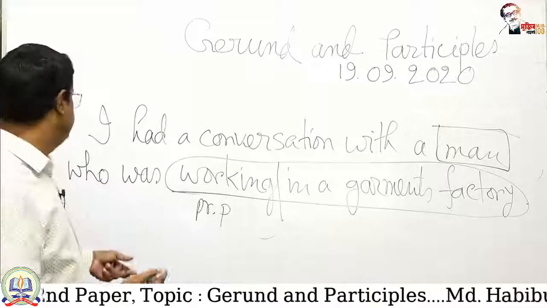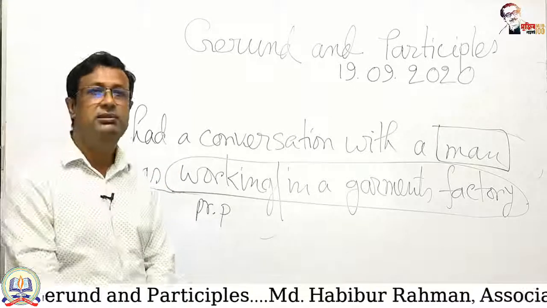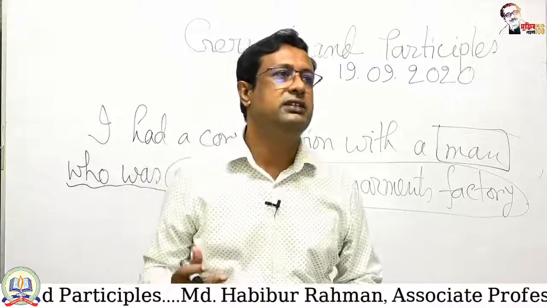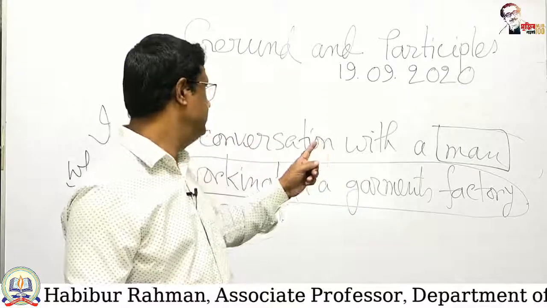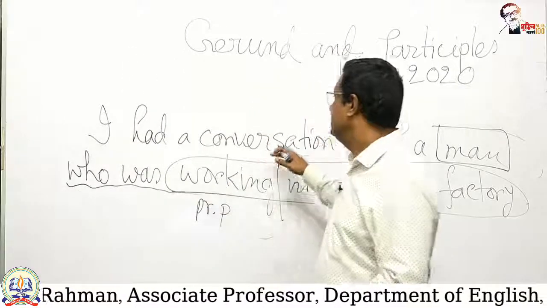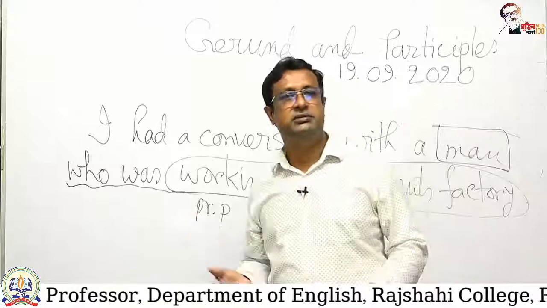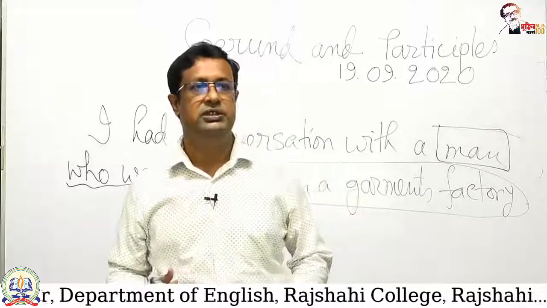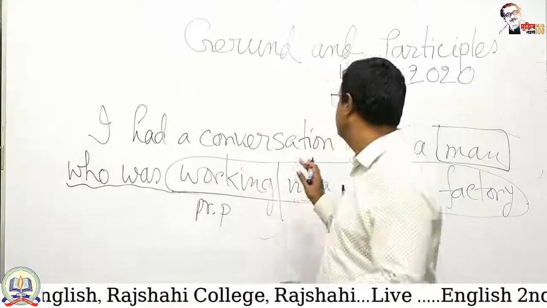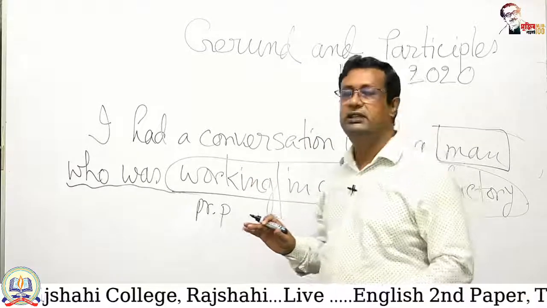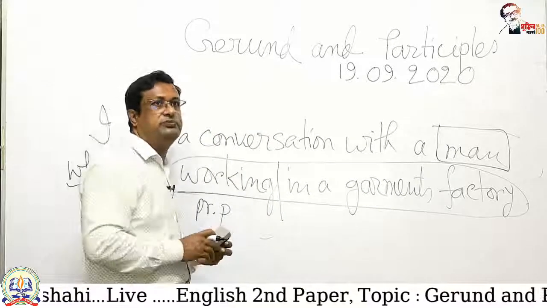Then everything is clear. This is called a subordinate adjective clause. Why adjective clause? Because it modifies a noun. Which noun? Man. So this is a complex sentence, but when I want to express the same thing in a shortcut way, precisely, I will say: I had a conversation with a man working in a garments factory. So I think it is clear to you.